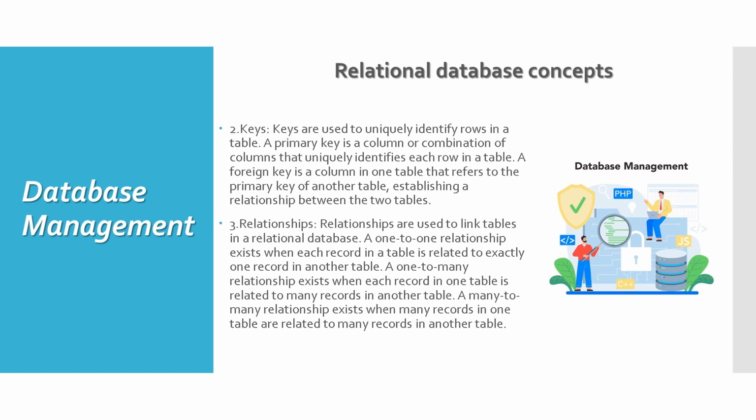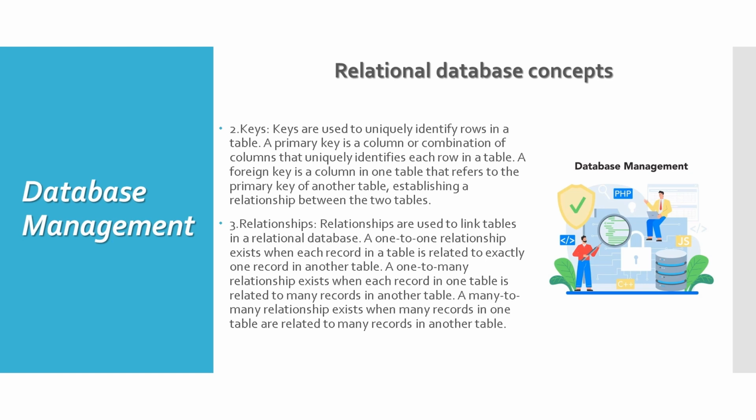2. Keys. Keys are used to uniquely identify rows in a table. A primary key is a column or combination of columns that uniquely identifies each row in a table. A foreign key is a column in one table that refers to the primary key of another table, establishing a relationship between the two tables.